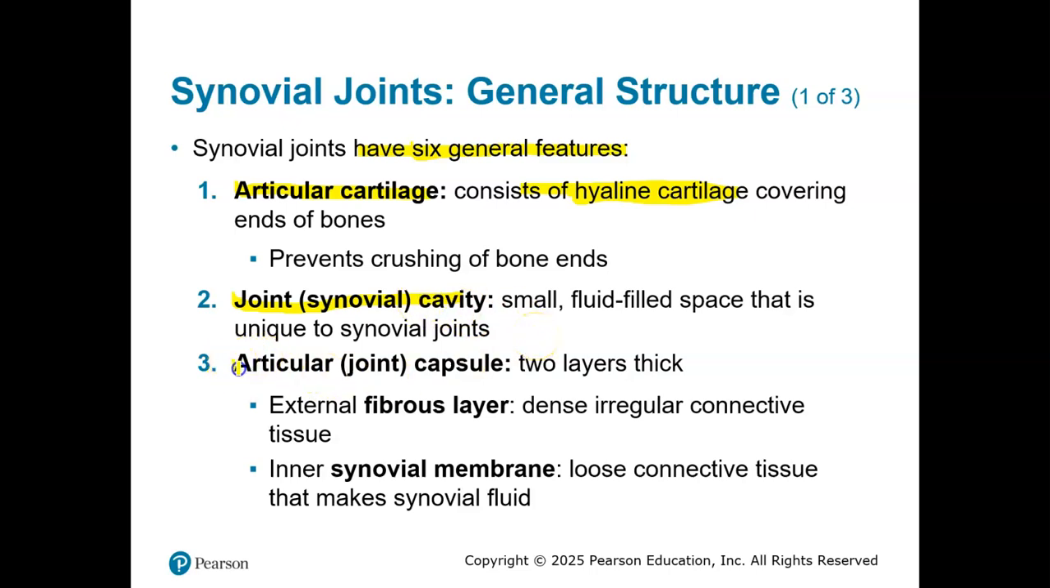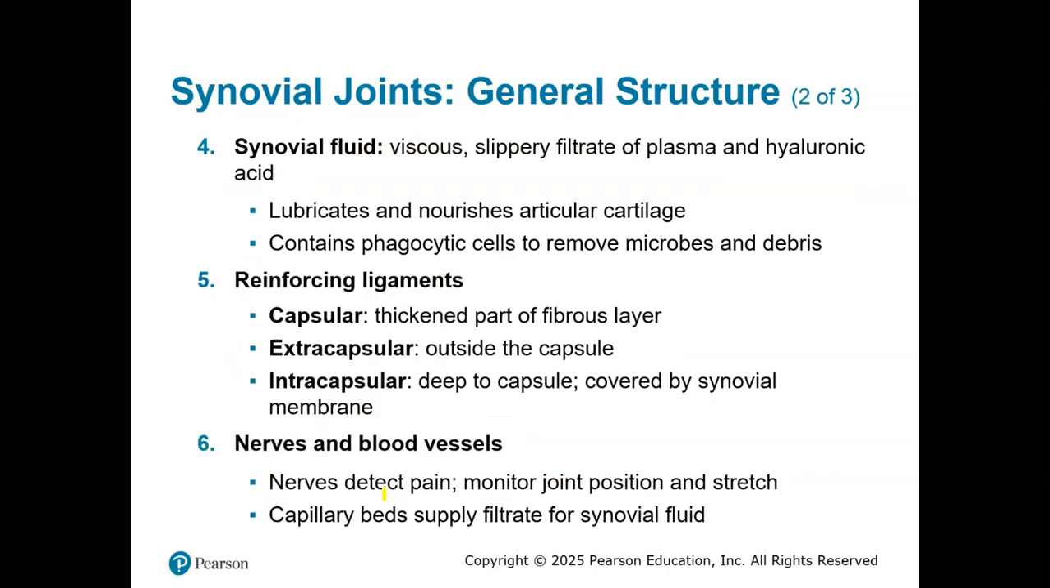Then you have the articular or joint capsule, which has 2 layers. There's a fibrous layer of dense irregular connective tissue, and then the inner synovial membrane is loose connective tissue, and that is the part that makes synovial fluid. So you have the fibrous layer on the outside, dense irregular connective tissue, and the synovial membrane on the inside, loose connective tissue, which produces the synovial fluid that's going to lubricate the joints. So those are the 2 layers of the joint capsule.